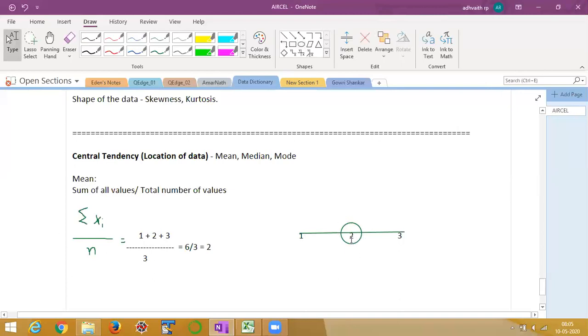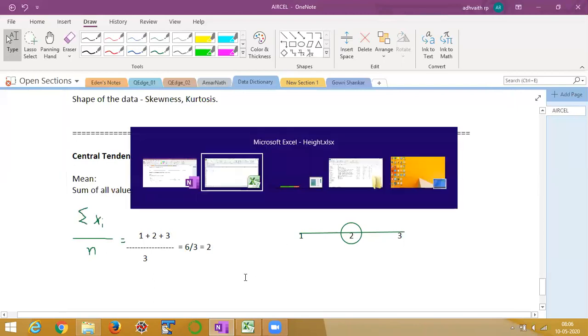That means it is a center. This value is a center amongst all the data points. The value that you calculated is the center amongst all the data points.